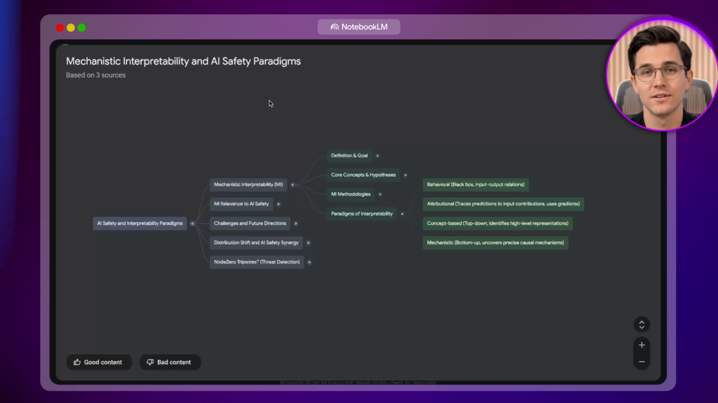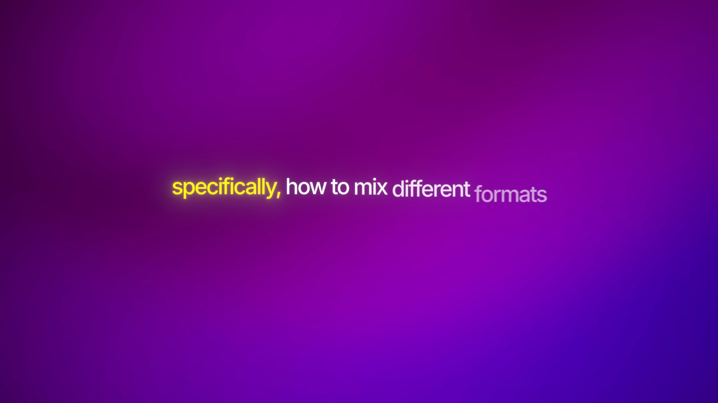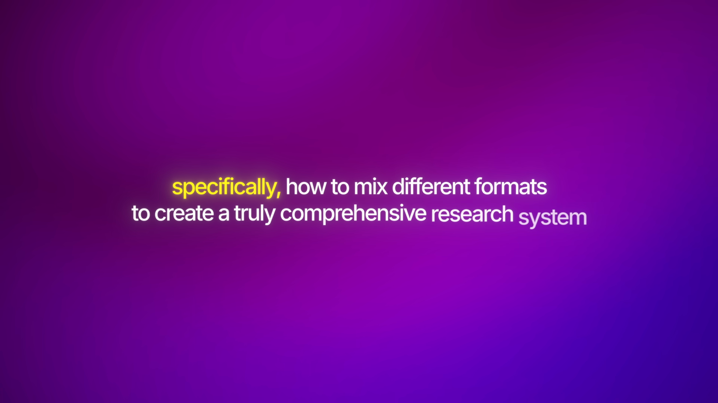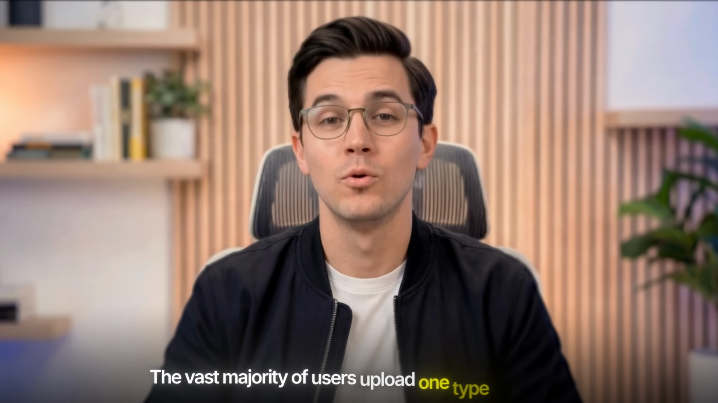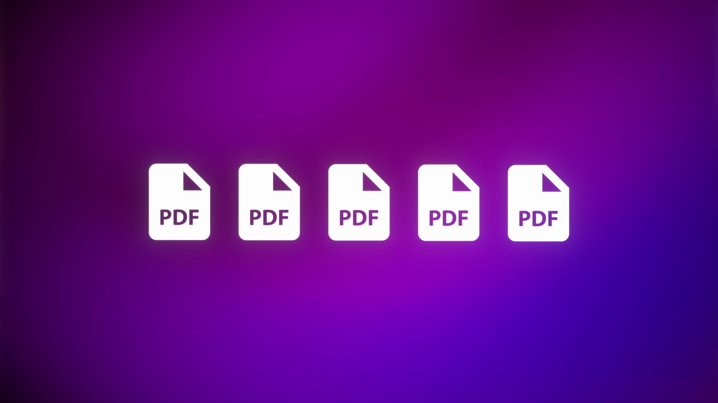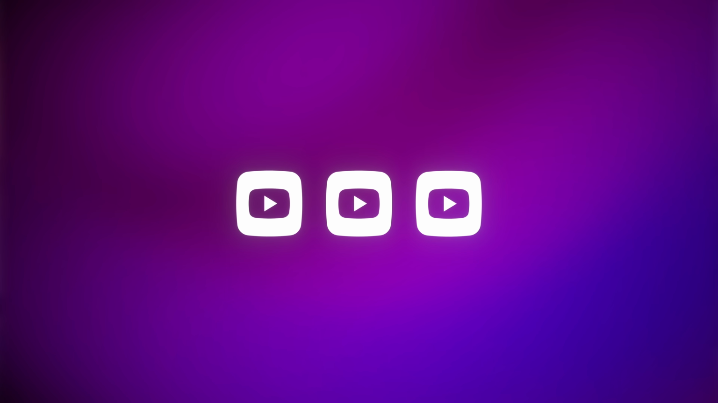Now, to bring this full circle, I want to deliver on that promise I made at the start of the video. We need to talk about source strategy, specifically how to mix different formats to create a truly comprehensive research system. The vast majority of users upload one type of source. Maybe they add 5 PDFs, or maybe they add 3 YouTube videos, but they don't think strategically about combining formats. Here's what you should do.